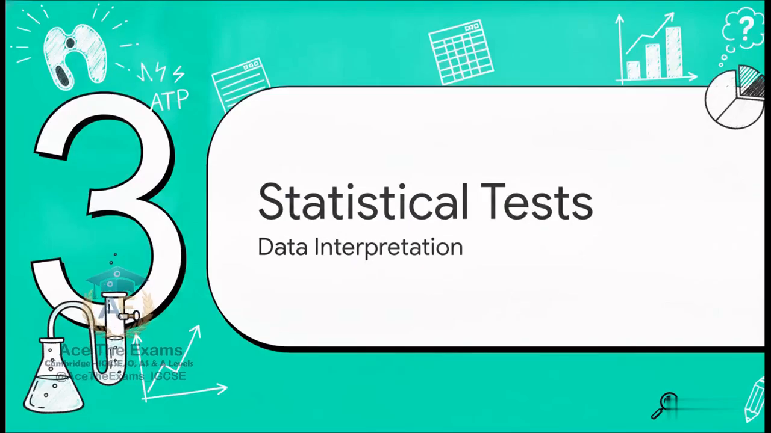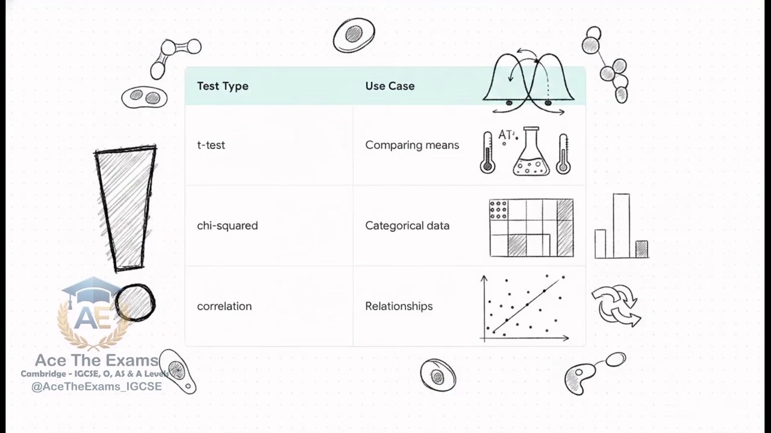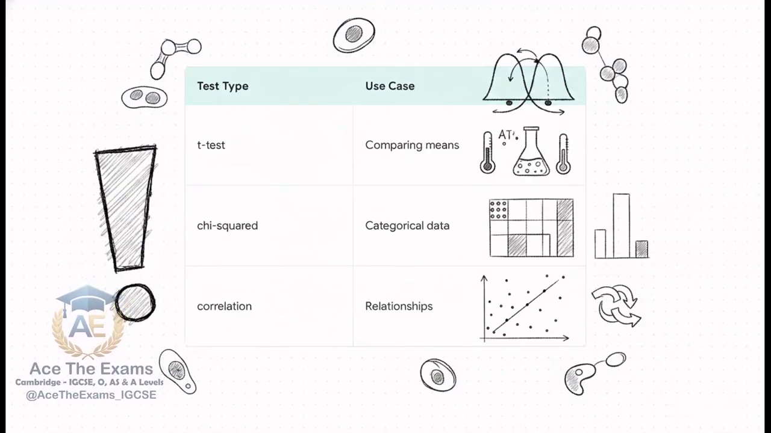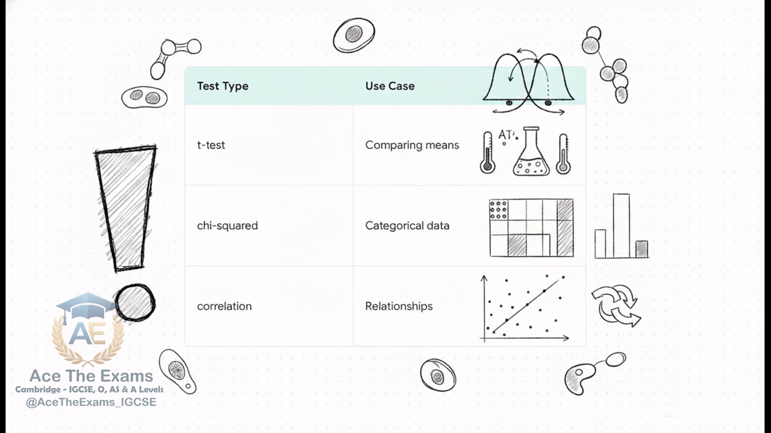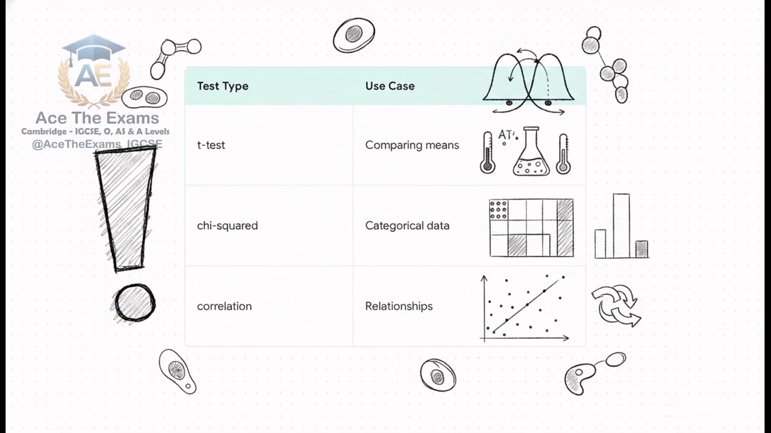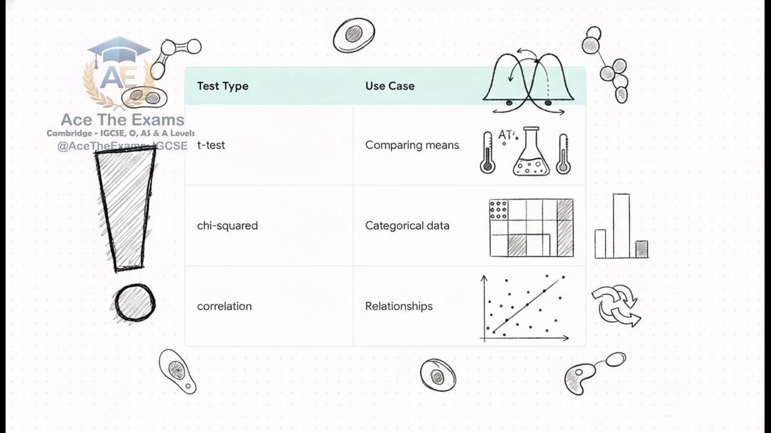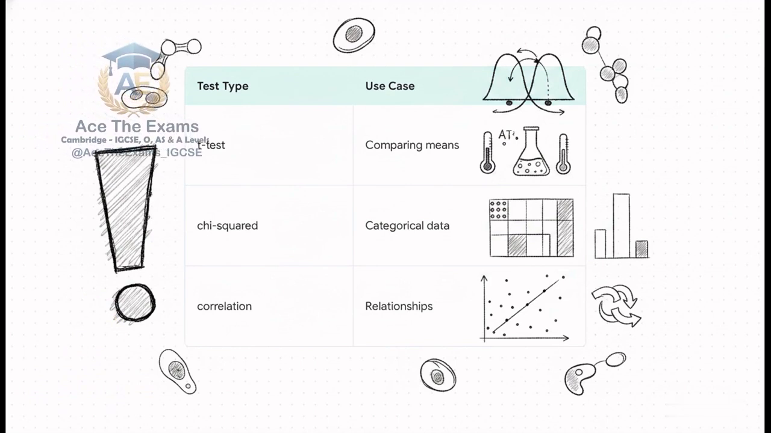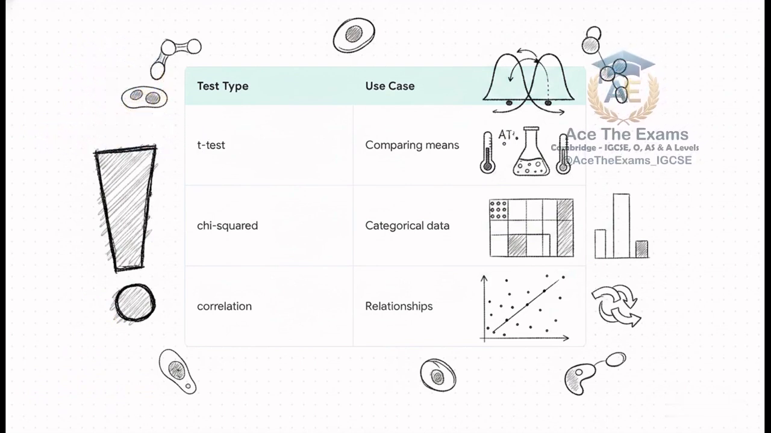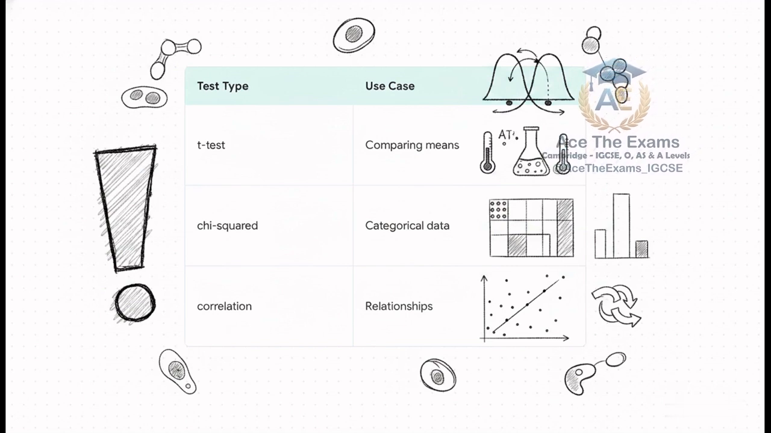All right, Section 3, Statistical Tests and Data Interpretation. Because ATP production is often measured in practical experiments, like using a respirometer to measure oxygen uptake, you have to be totally ready to analyze that data. The crucial point here is knowing exactly which statistical test to apply. Using the wrong test is a massive pitfall that instantly caps your score.